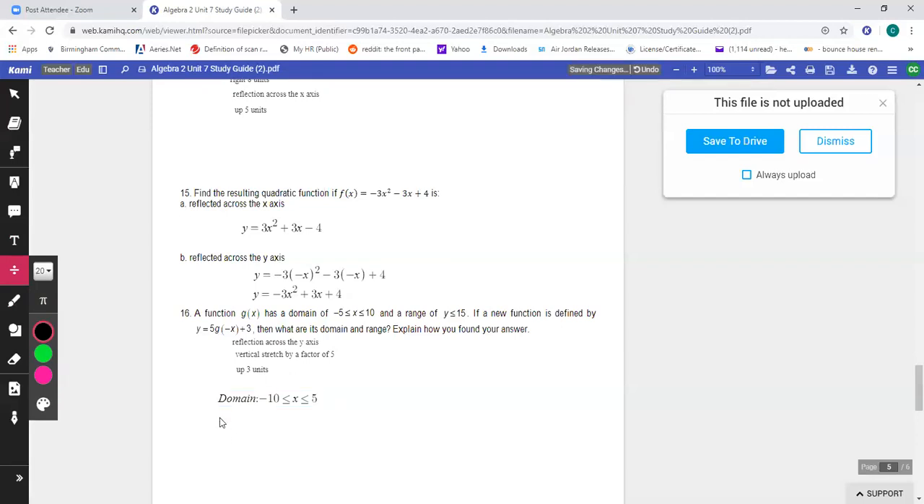Now, your range, however, gets affected by both the vertical stretch by a factor of 5 and you go up 3. So I'm going to multiply 15 times 5, and then that's 75. And then we're going to go up 3, and that's 78. So your new range is going to be y is less than or equal to 78.